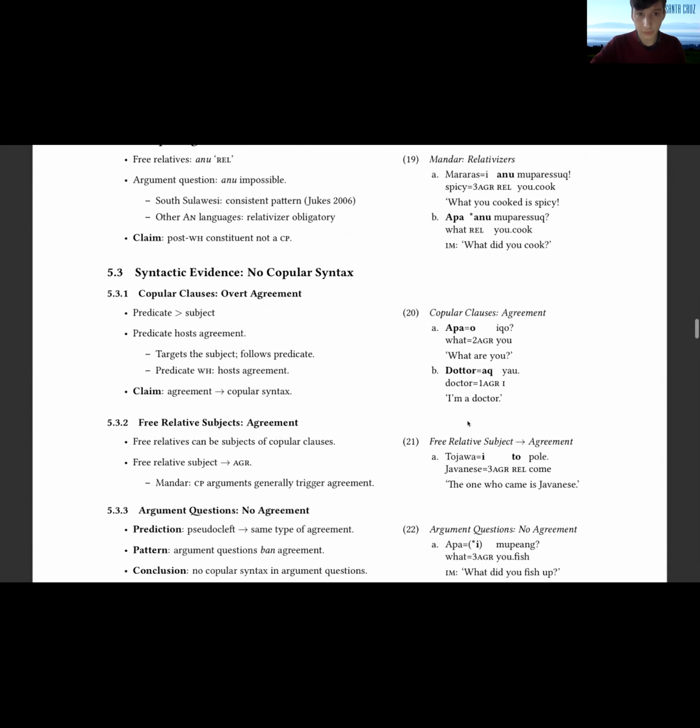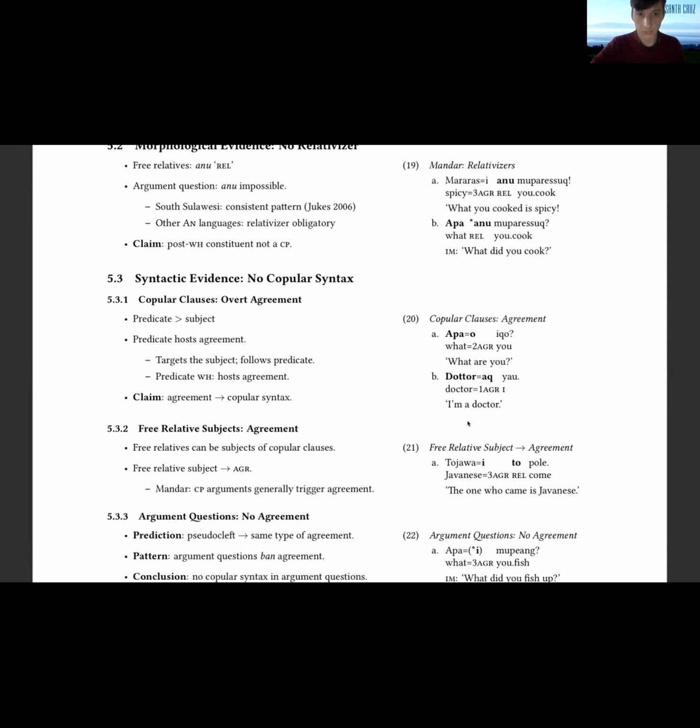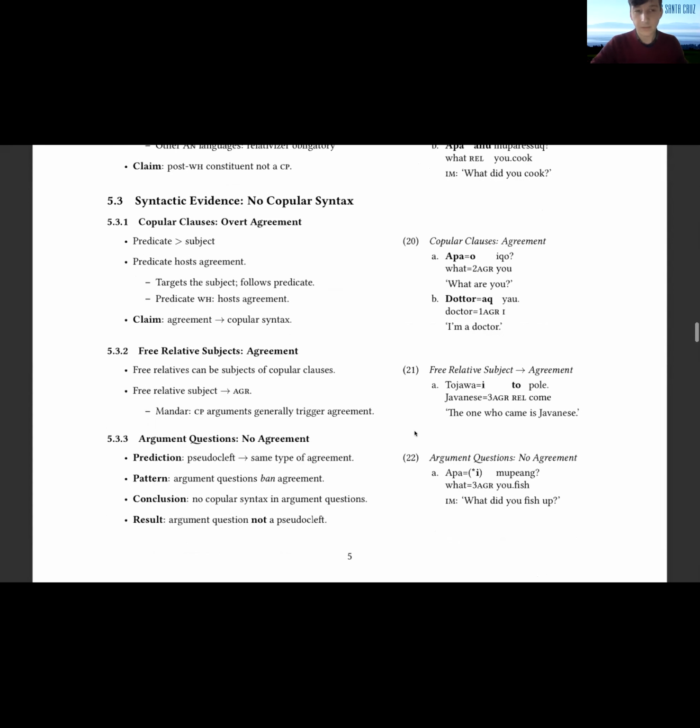Now, free relative subjects trigger agreement in copular clauses. So if you want to say the one who came is Javanese or the one who came is French, you have to get agreement with the free relative subject. That's this E morpheme here. So if WH questions are pseudoclefts, we predict they're copular clauses, they have a free relative subject, we predict agreement. There is no agreement. So WH argument questions do not show agreement in this language.